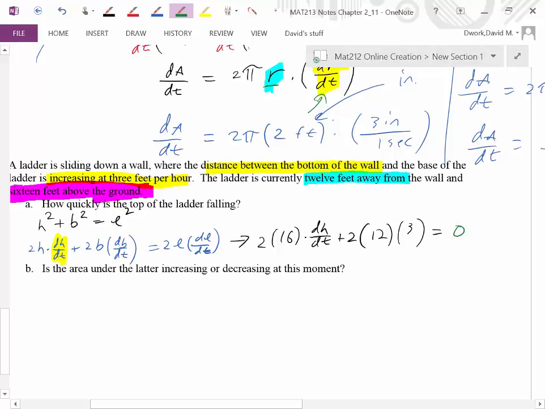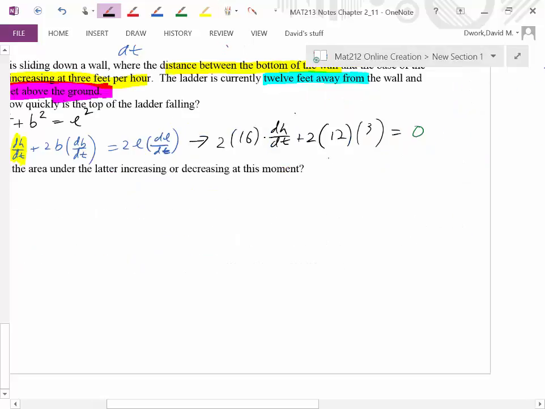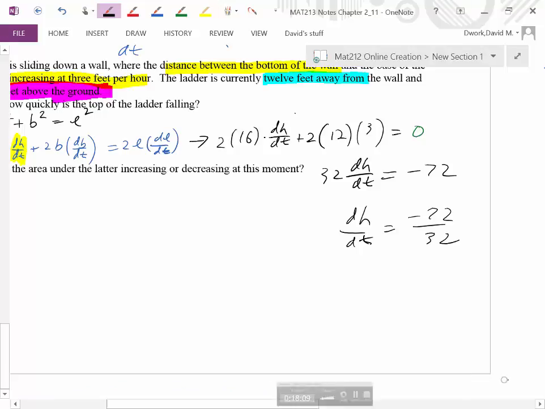Now, you can see, we can now answer this question. Because we've got dh dt, that's what we need, and everything else is now a number. So we can just do a little bit of algebra and solve for dh dt. And so let's see, 2 times 16 is 32. dh dt, and then over here 2 times 3 is 6, 6 times 12, 72. Subtract that over to the other side. So now dh dt is equal to negative 72 divided by 32, and then we're able to go ahead and simplify that down to dh dt. There we go. 9/4, negative 9/4, I believe.